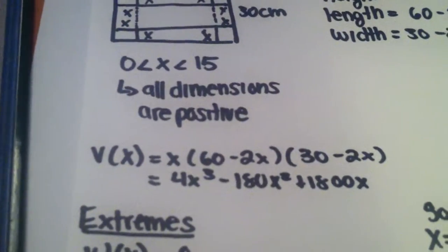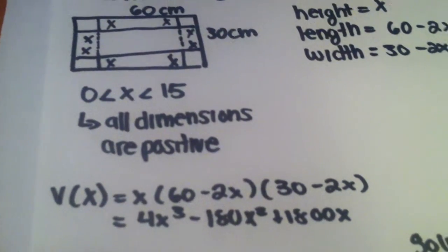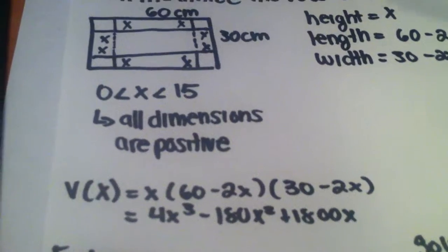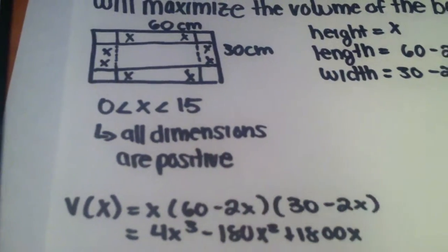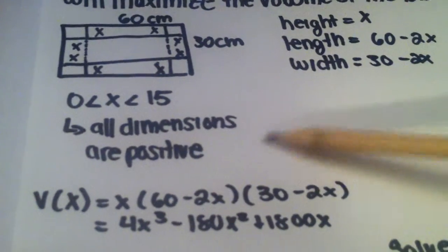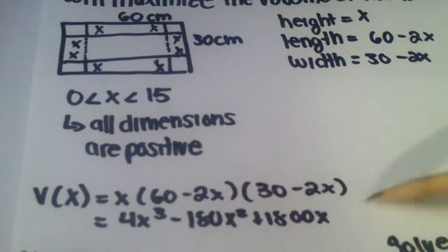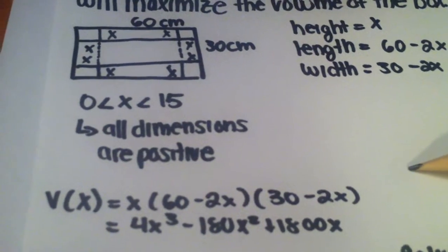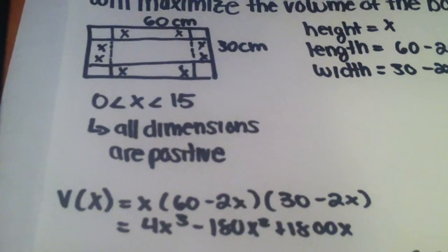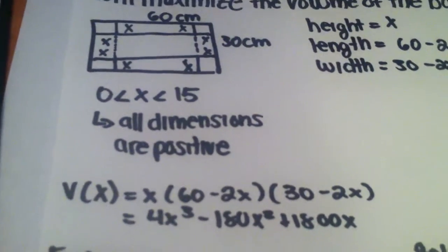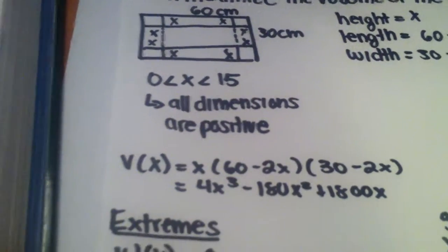Next, we will figure out the formula for the volume of the box. So here we multiply x, which is the height, by the length, which is 60 minus 2x, and the width, which is 30 minus 2x, which results in 4x cubed minus 180x squared plus 1800x.